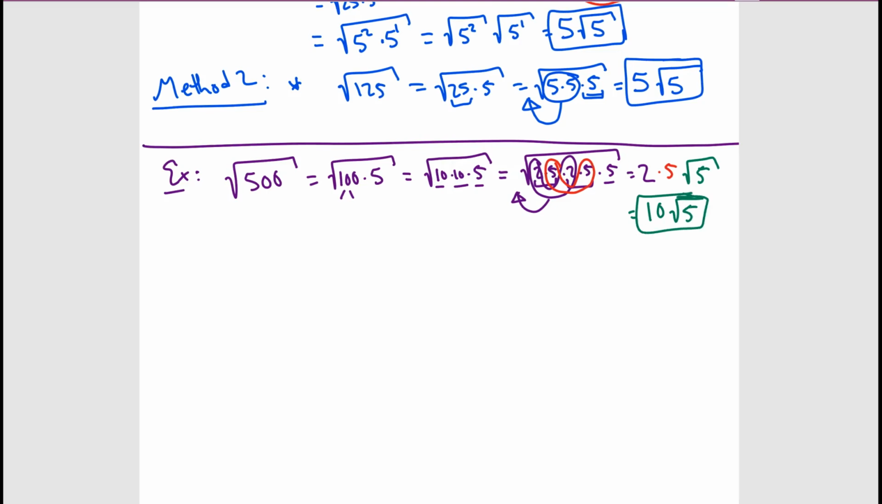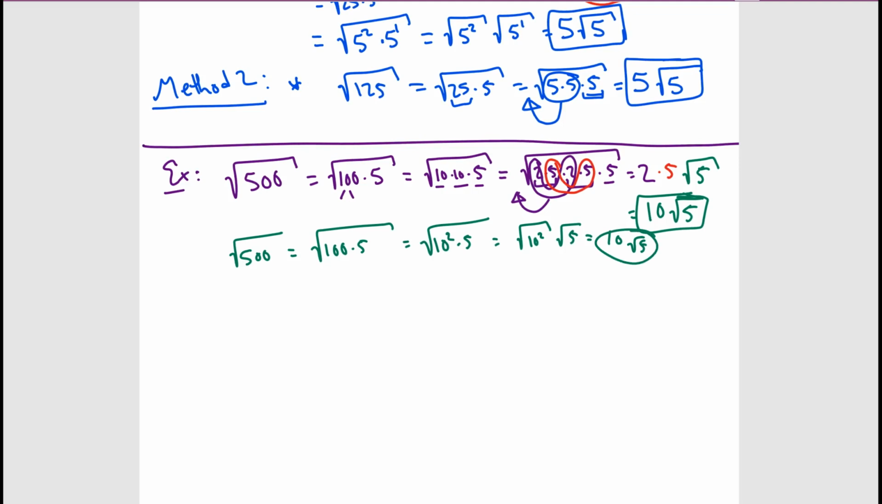Okay, now you could have done the first method if you wanted to. You could have done square root of 500 is equal to, and then, well, this is just 100 times 5. 100 can be 10 squared times 5, and then just do the square root. The square root of 10 squared is 10, so you still get 10 square root of 5. Okay, so you still get exactly the same answer.